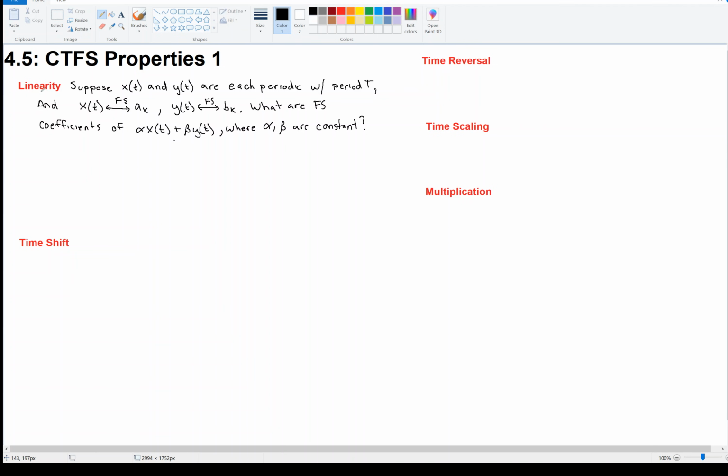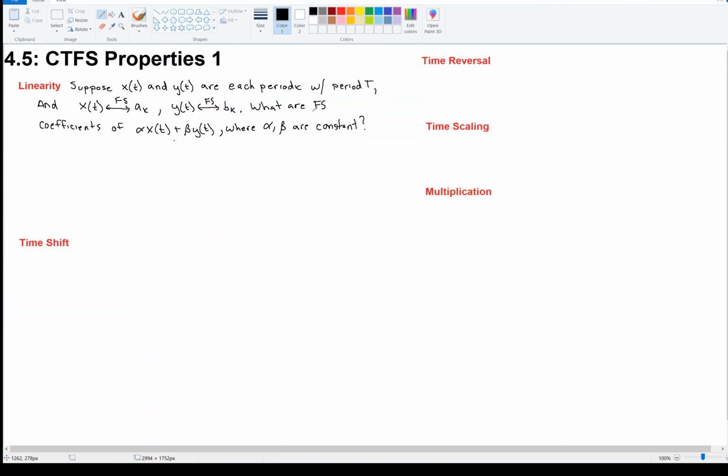So I'm going to prove linearity, and linearity goes like this. Suppose x and y are each periodic with period t, maybe not necessarily the fundamental period. And suppose x of t has Fourier series coefficients ak, so I'm using this notation, this arrow with FS. So x of t has Fourier series coefficients ak, and y of t has Fourier series coefficients bk. Why bk? Well, we used ak for x, so we're going to use bk for y.